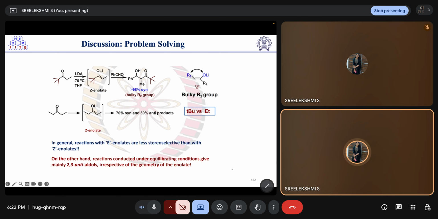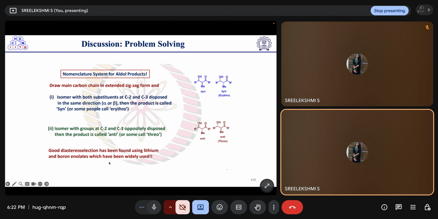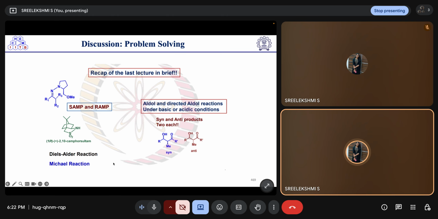In the last week's lecture content, we have seen different applications of chiral compounds in different reactions like SAMP, RAMP, Diels-Alder reaction, Michael reaction, and we have also seen how aldol reaction and directed aldol reaction take place under basic as well as acidic conditions, and how the syn and anti products are formed. In the case of syn also we can expect two products, and in the case of anti also we can expect two products. This was the discussion in the last tutorial session as well as the week 9 lecture content.